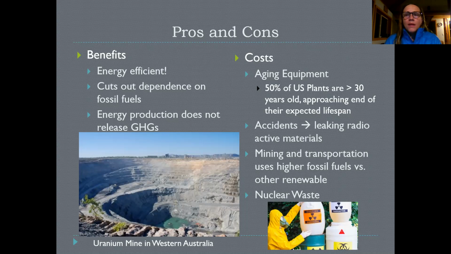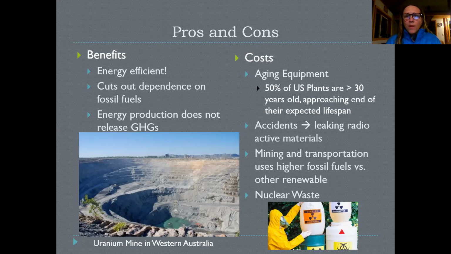So now there's also some less desirable consequences of being dependent on nuclear fuel. First of all, aging equipment. So 50% of the nuclear power plants in the United States are over 30 years old, and they're approaching the end of their expected lifespan. So at the time that these were constructed, they had a plan that said they were expected to run efficiently for this long. So we mentioned before, now is a critical point to think about, are we going to be revamping these, building new ones, or moving away from this type of energy source?